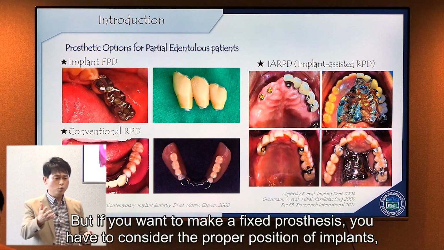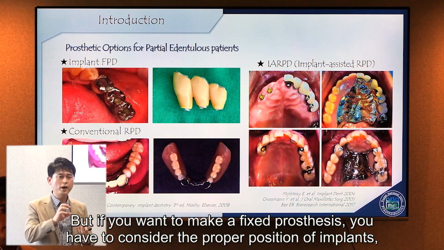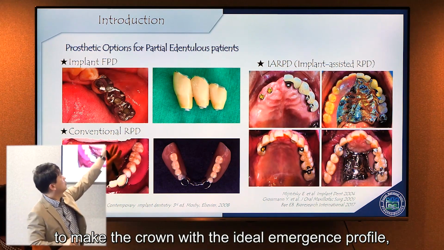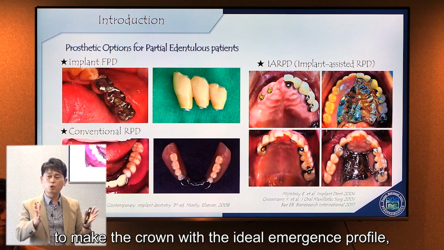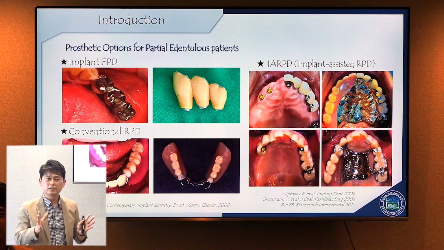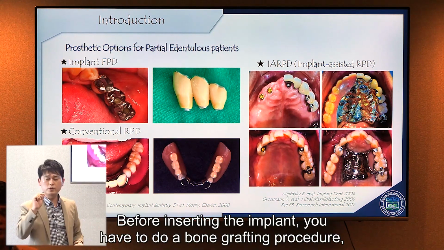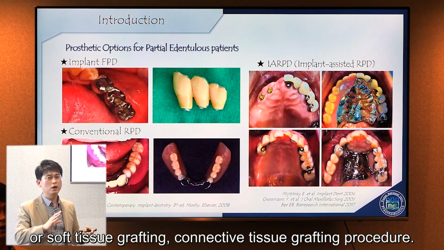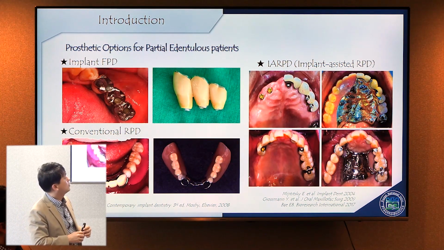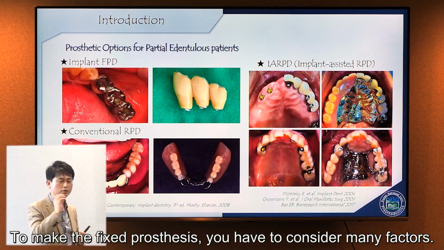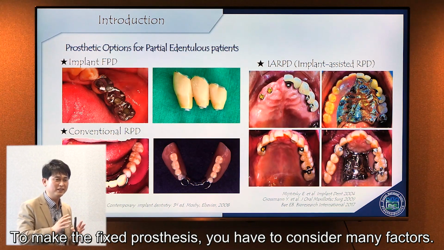But if you want to make a fixed prosthesis, you have to consider the proper position of the implant to make the crown with the ideal emergence profile. And you have to make the screw hole in the occlusal surface. So before inserting the implant, you have to do a bone grafting procedure or soft tissue grafting, connective tissue grafting procedure. Anyway, to make a fixed prosthesis, you have to consider many factors, right?